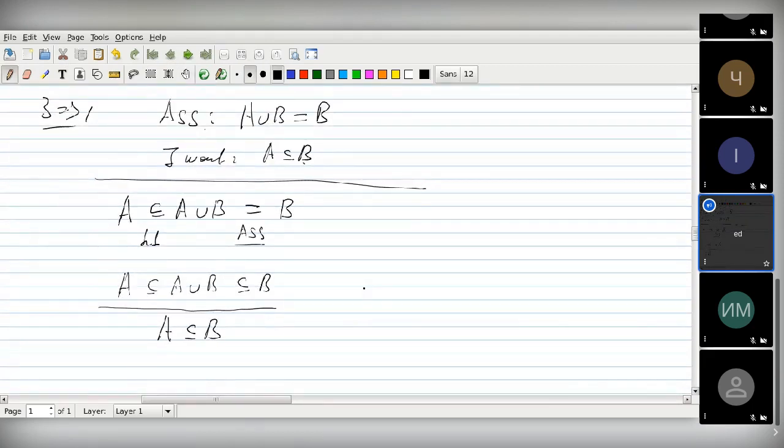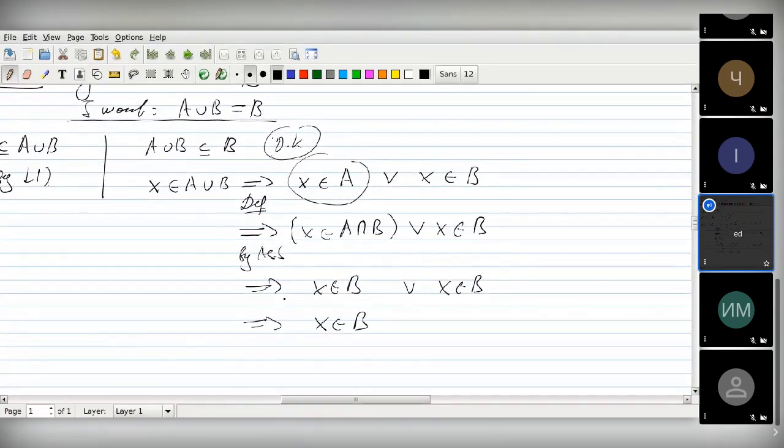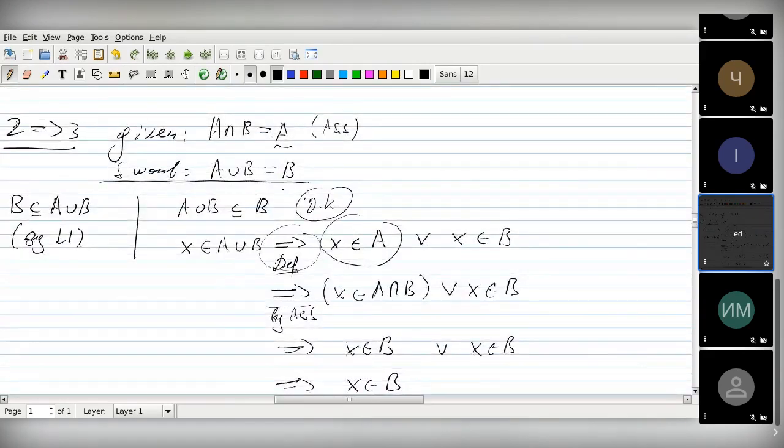Is it clear? Excuse me, could you please explain the previous one again? The previous one. Which implication? Is this implication clear? Yes. This one? From here to below. From this definition to by assumption.